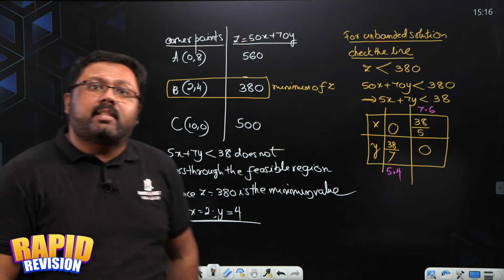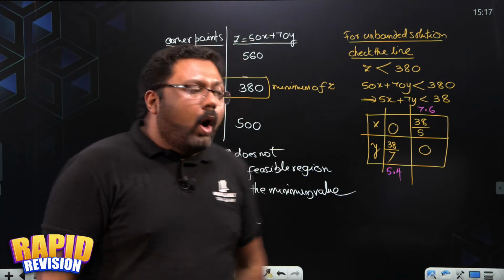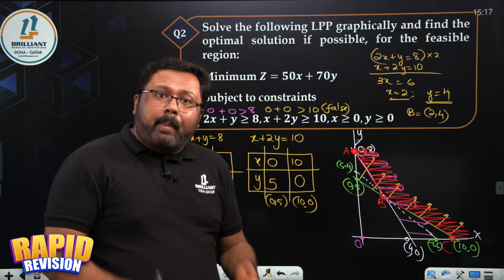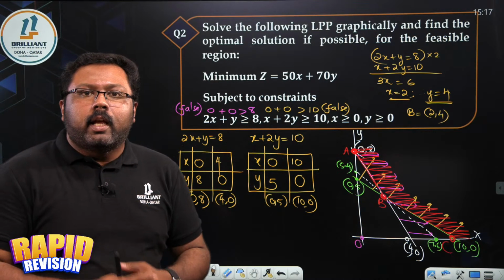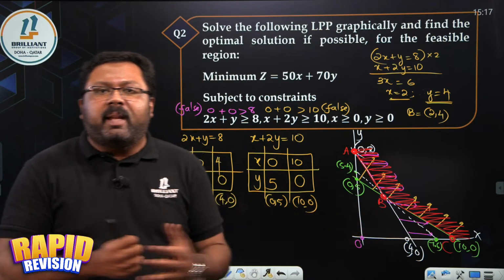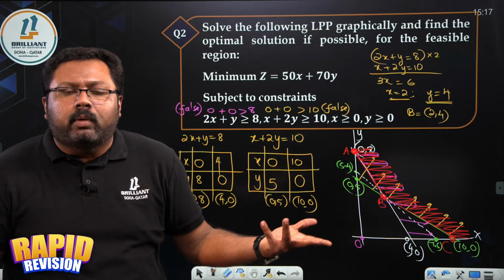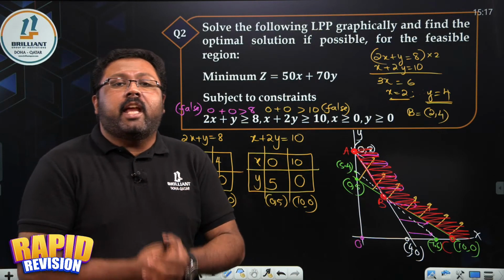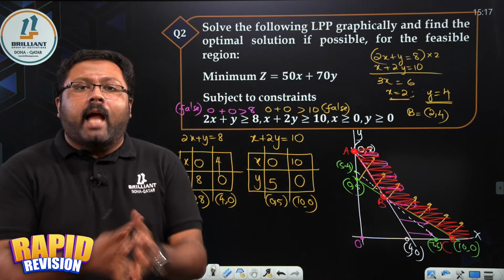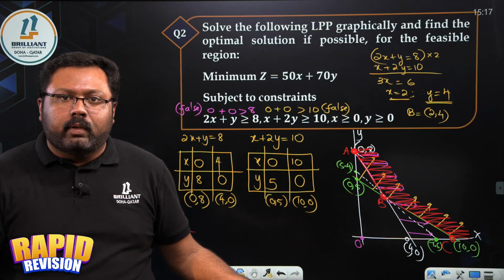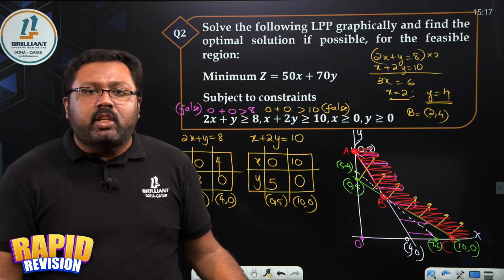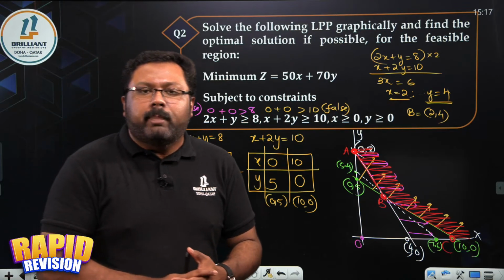But what if it passes through the feasible region? What if by chance the dotted line that you've drawn passes through the feasible region? Then you will say z is equal to 380 is not the minimum value. Then what is the minimum value? I don't know. It cannot be obtained. It's not the minimum value, and I cannot obtain the minimum value from this. The 380 you got is not the optimal solution.